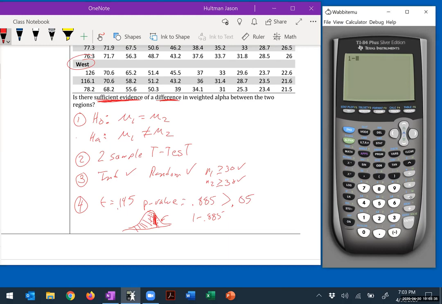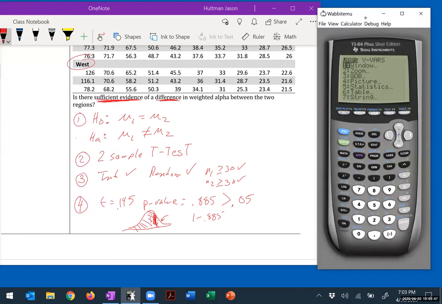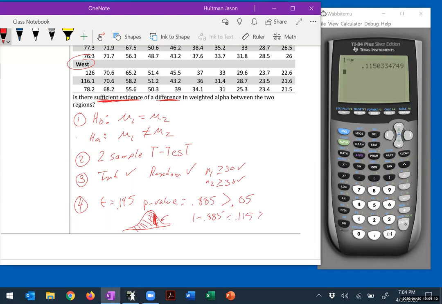1 minus p. No, I want lowercase p. I'm going to go to my variables, and I'm going to pull my statistics variable. I want lowercase p. Is lowercase p going to be there? Yes, it's right there. So I do 1 minus lowercase p. And it tells me that it's 0.111. This is 0.115, which is still bigger than 0.05.